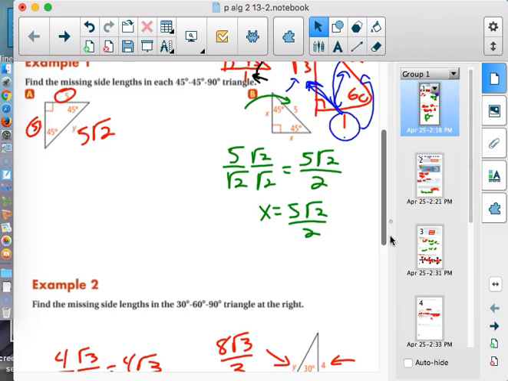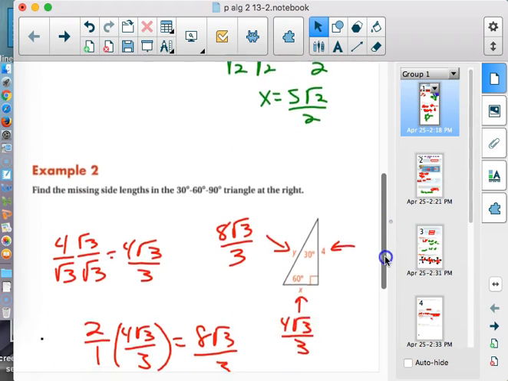And that's because in a 45, 45, 90, the two base angles are 45. And the converse of the base angles theorem that you learned in geometry tells us that the sides opposite those two angles will always be congruent. So that's why that's going to be isosceles.